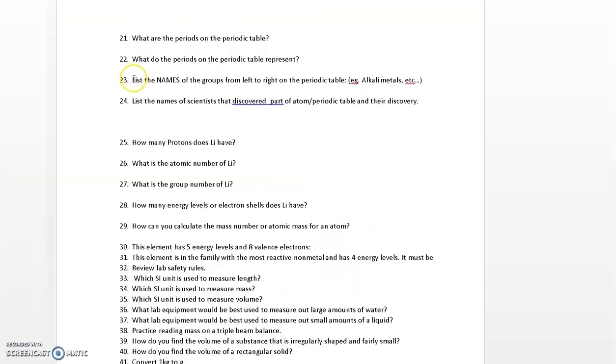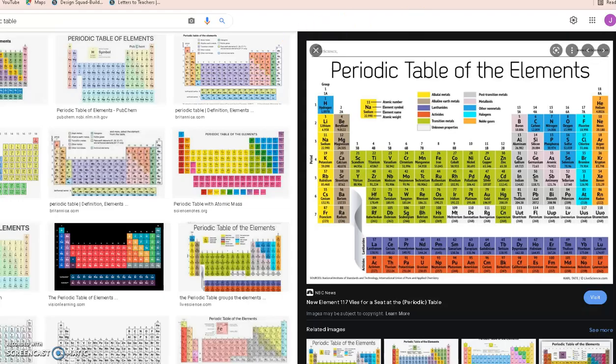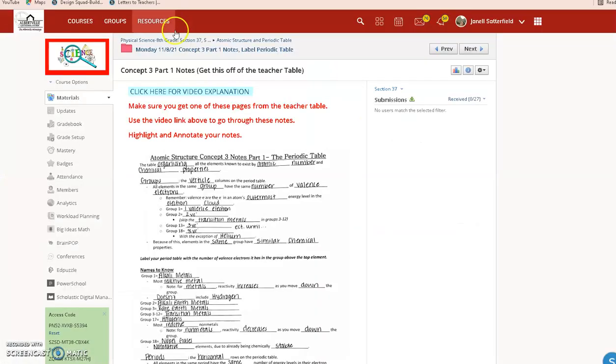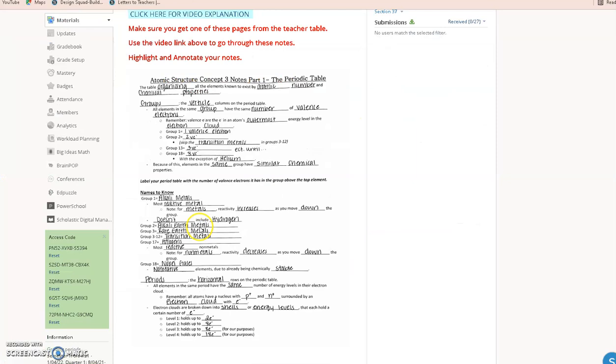Okay, let's see here. Number 24. List the names of the scientists that discovered part of the atom and the periodic table in their discovery. So I need to pull up a section of our notes. Let me see if I can find our notes. What we went over.